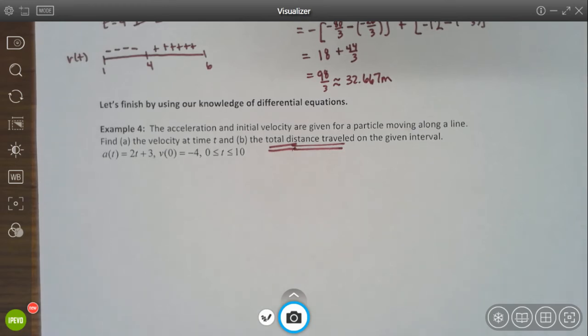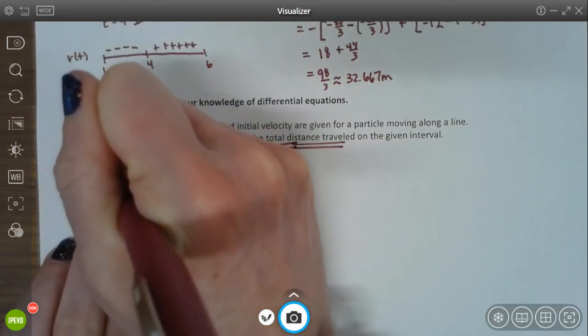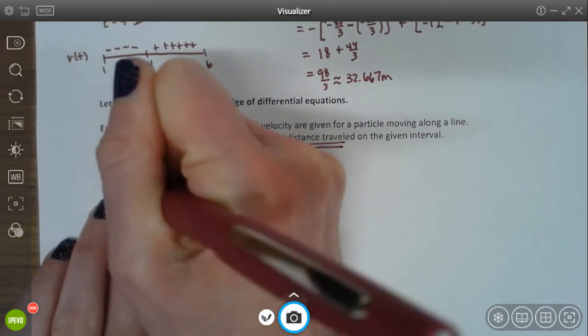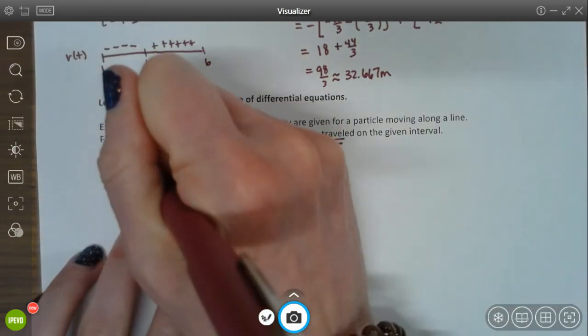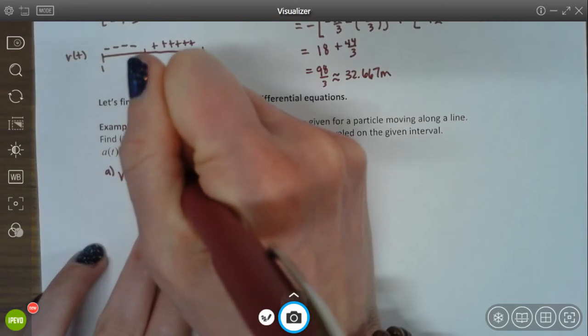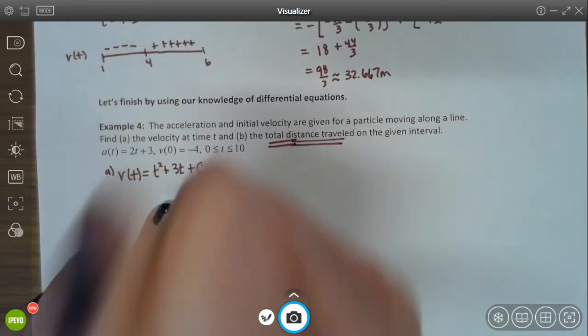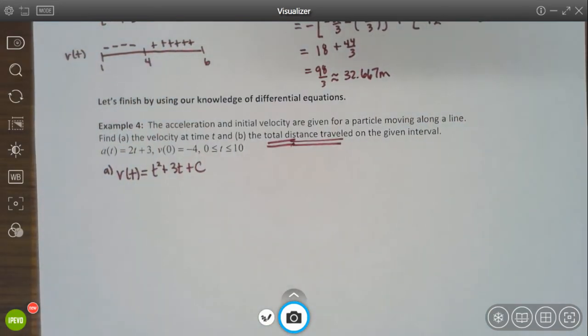So first thing I'm going to do for part A, I'm going to find my velocity function by taking the antiderivative of my acceleration function. So if I anti-differentiate that guy, I'm going to get t squared plus 3t. And don't forget, when we're doing these general antiderivatives, we're going to put that plus c. When we're doing integrals with definite bounds, we don't need the plus c because it would just cancel out when we do f of b minus f of a. But when we're doing a general antiderivative, we need our plus c.